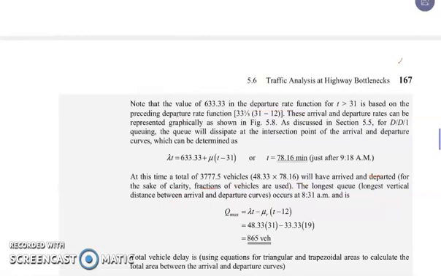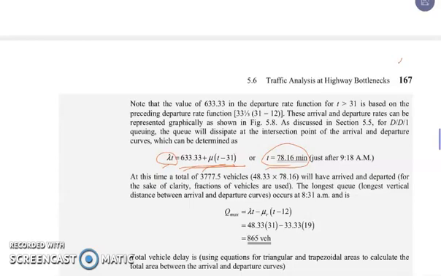If we equate our departure rate to arrival rate, so arrival rate is equal to departure rate. So lambda times t, the average arrival rate, equal to our full capacity departure rate, so that we can solve for our t. So our t here, if we solve from this equation, is equal to 78.16 minutes. So 78.16 minutes is from 8 o'clock.